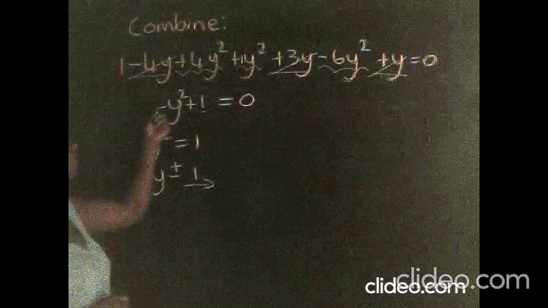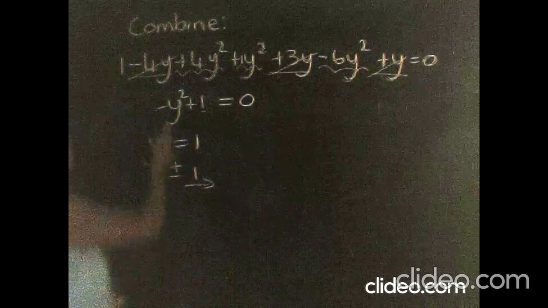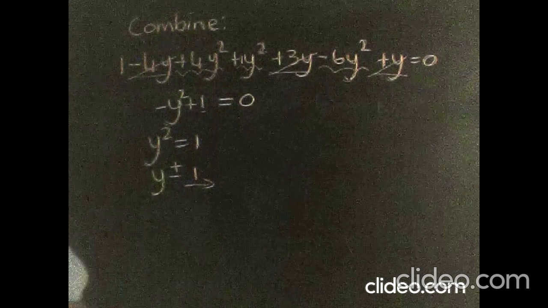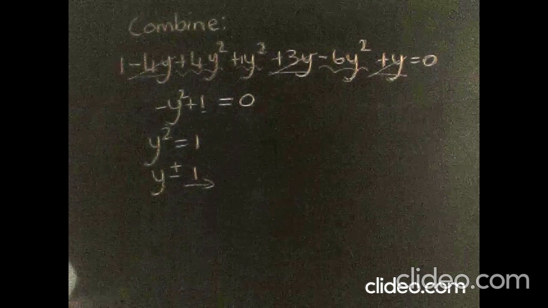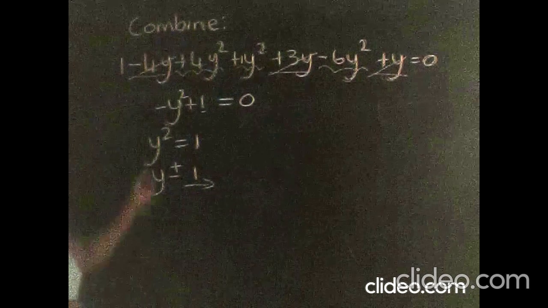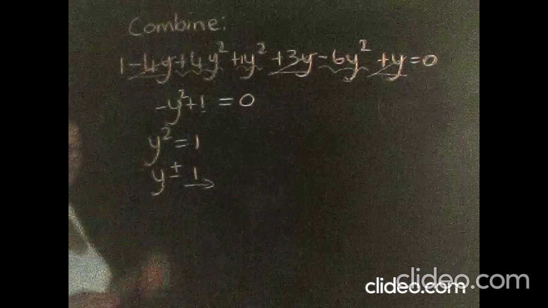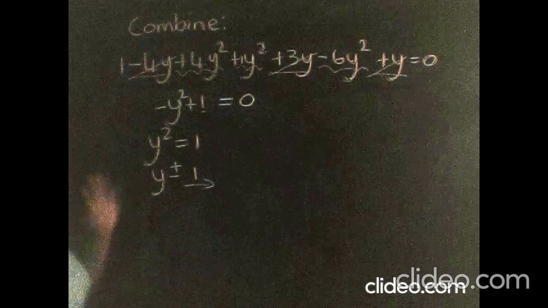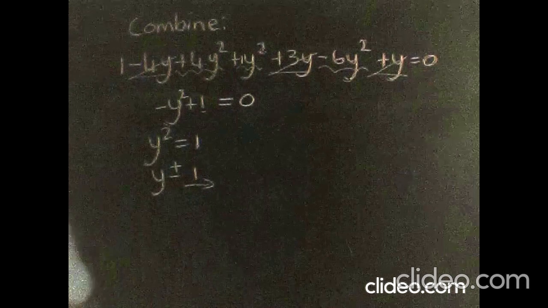In order to get rid of this negative 1 in front of this y squared, we divide by negative 1 so that the negatives can cancel each other out. And that's how I got to y squared is equal to 1. Now, y is plus or minus 1. There wasn't anything else that could be done.